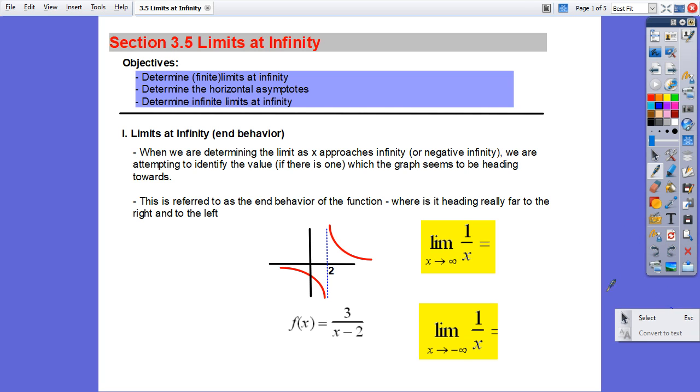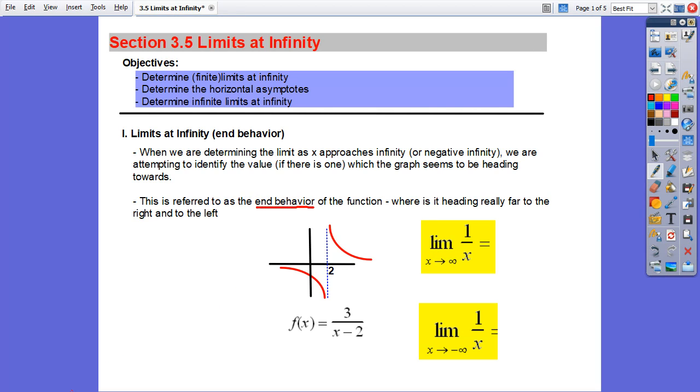We're going to be looking at limits at infinity here. We're going to determine finite limits at infinity and determine horizontal asymptotes, and then infinite limits at infinity as well. So we'll look at this graphically and then analytically as well. But the big thing on this one is if you can reference what you learned a little bit in pre-calc, we're going to be talking a lot about this idea of end behavior.